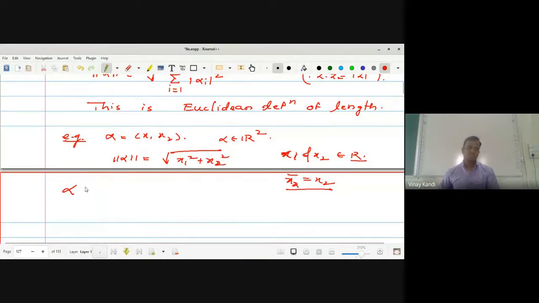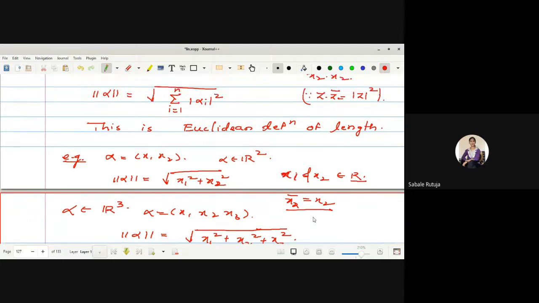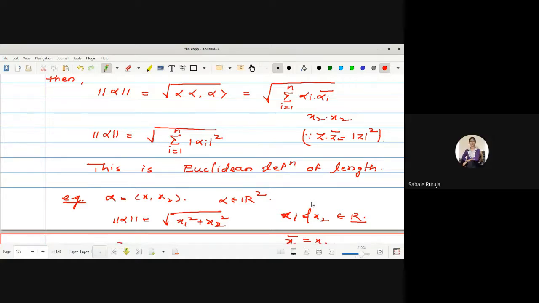In R3, suppose alpha belongs to R3, that is alpha is equal to (x1, x2, x3). What is the Euclidean length? The norm of alpha is equal to the square root of x1 squared plus x2 squared plus x3 squared. Is it correct? Yes, sir. Any doubt? No, sir.